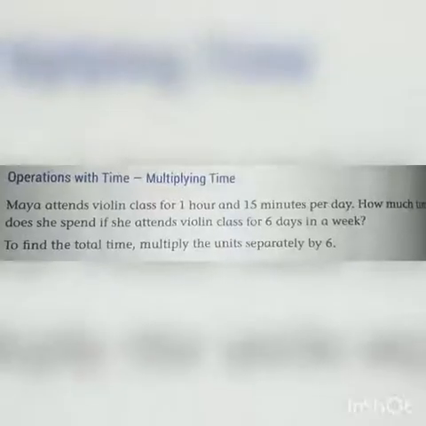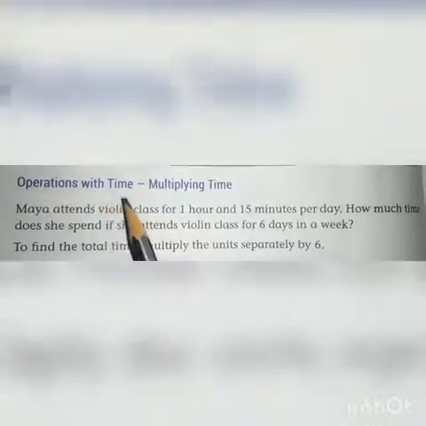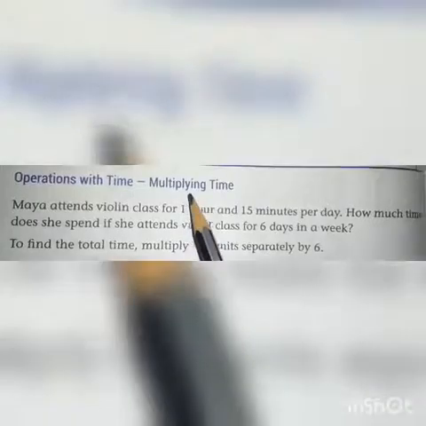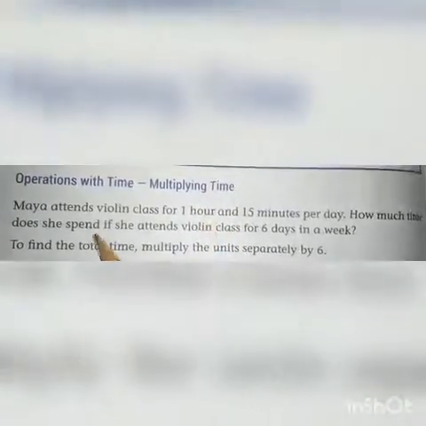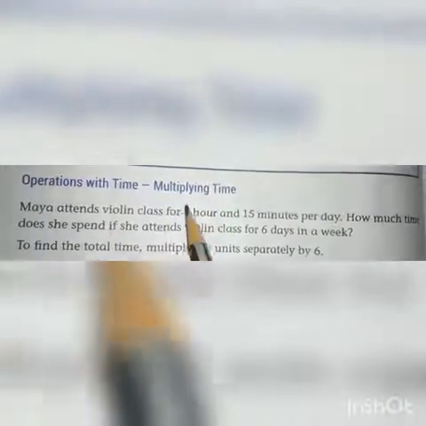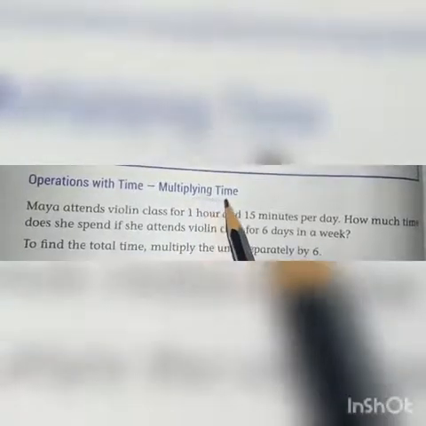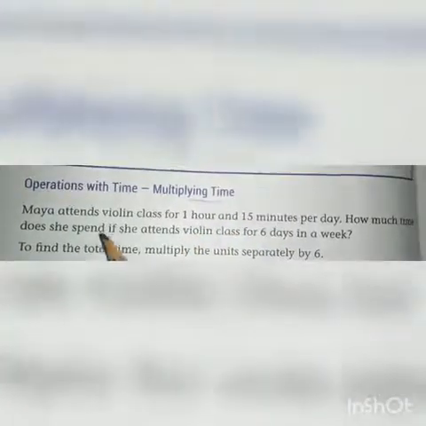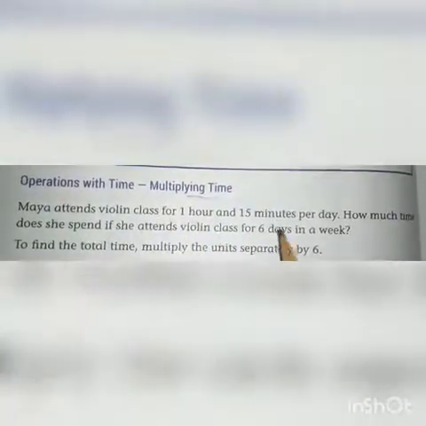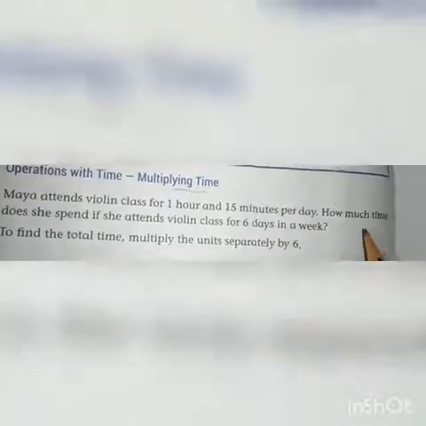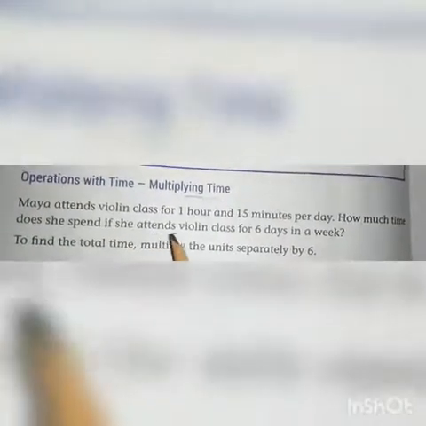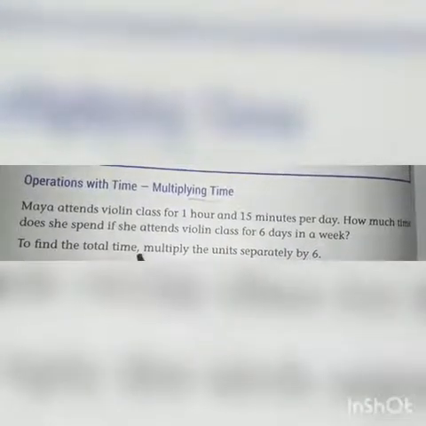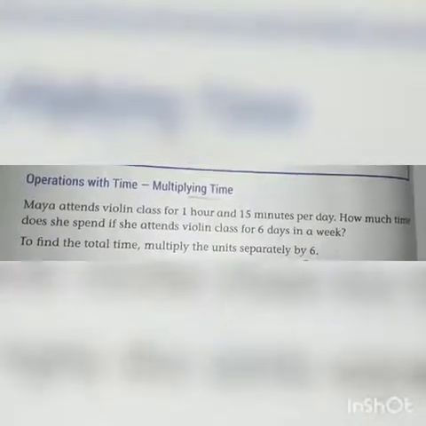Already we have seen operations with time of addition and subtraction. Today we are going to see multiplying time. Look here. We are going to do operation with multiplication using time. Maya attends violin class for 1 hour and 15 minutes per day. How much time does she spend if she attends violin class for 6 days in a week? To find the total time, multiply the units separately by 6.